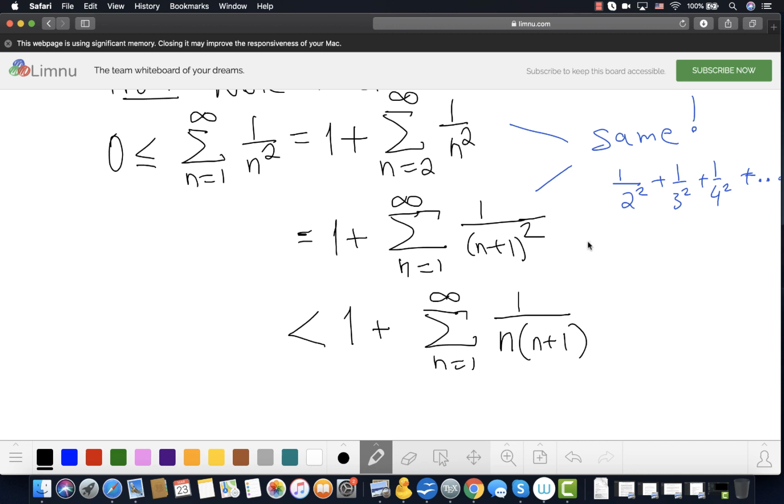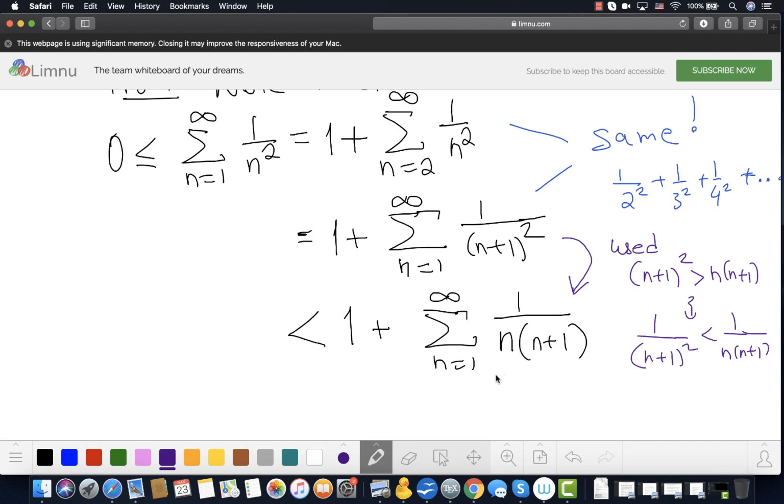Right? So going from here to here, we used the fact that the denominator of this one, (n plus 1) squared, is certainly bigger than n times (n plus 1), because here I'm multiplying n plus 1 with n plus 1, but here I'm multiplying n with n plus 1. And so that actually means that 1 over (n plus 1) squared, if you have a bigger number in the denominator, it's smaller than 1 divided by n times (n plus 1). Okay.